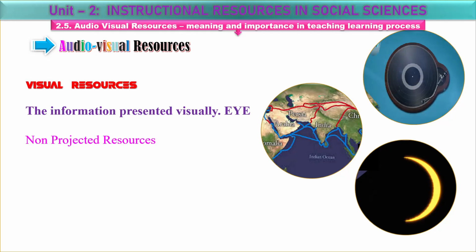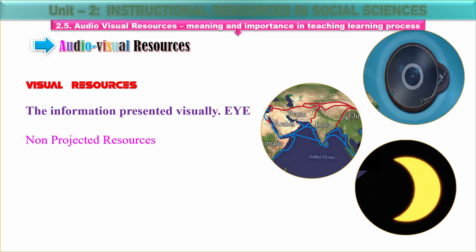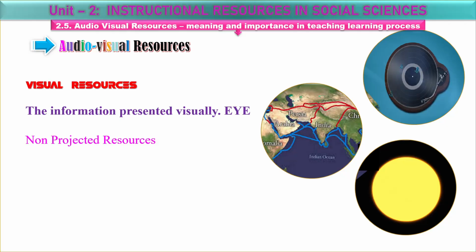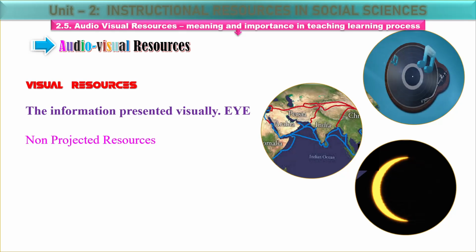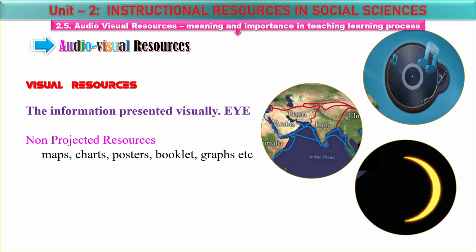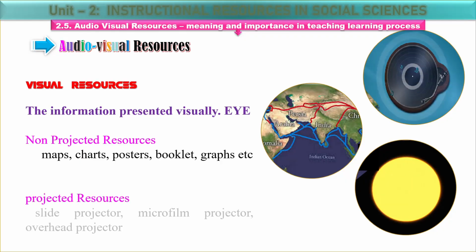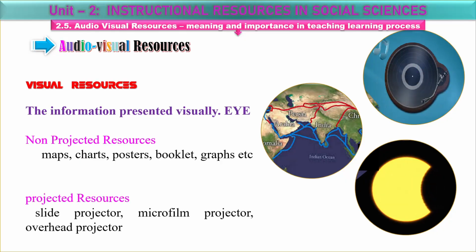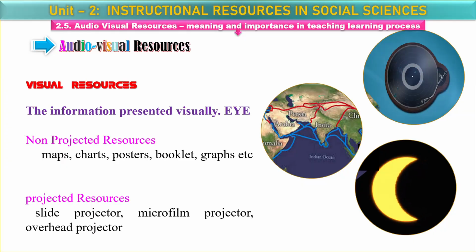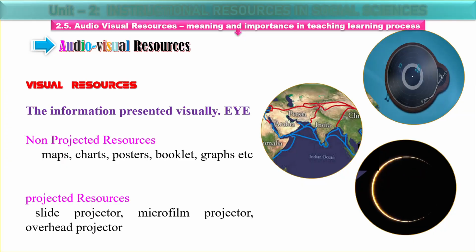Then in visual resources, we have two types, that is non-projected resources and projected resources. Non-projected resources are still, they won't move. Like we have a map, charts, posters, booklet, graphs. Whereas projected resources have movement but no sound, like slides. Where I am using slides, there is no sound. Then we have an overhead projector in our classroom, microfilm projector. These are examples for projected resources.